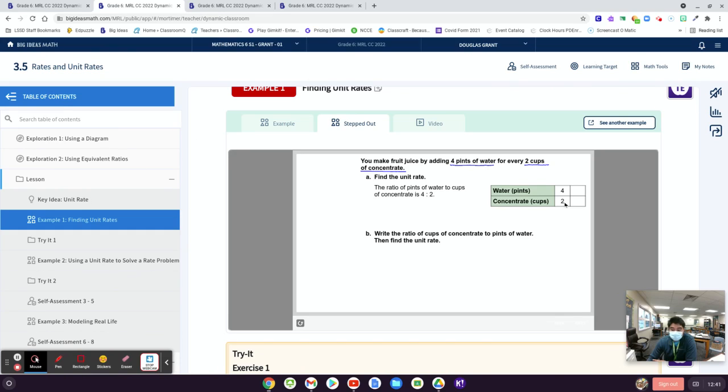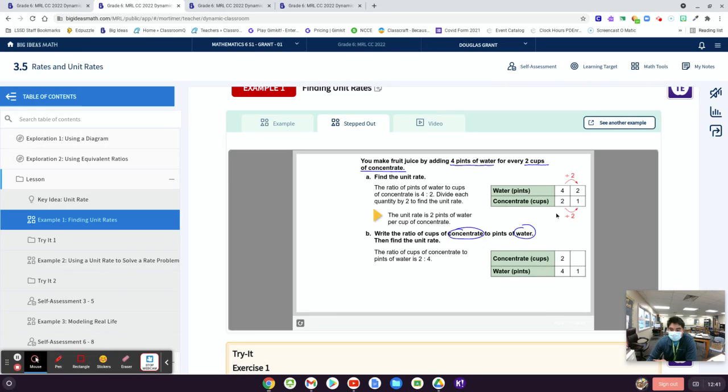And to find the unit rate, this 2 has to be a 1. We're going to find the pints of water per 1 cup of concentrate. And we've already learned how to do this before. In order to change this from a 2 to a 1, we have to divide both these numbers by 2. So we go ahead and do that. This becomes 1, and then this number is going to be 4 divided by 2, which is 2. So our unit rate is 2 pints of water for every 1 cup of concentrate.